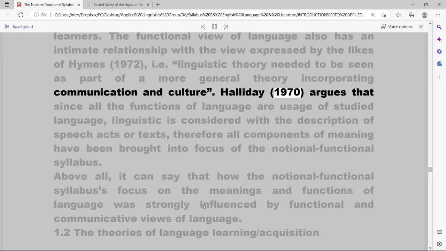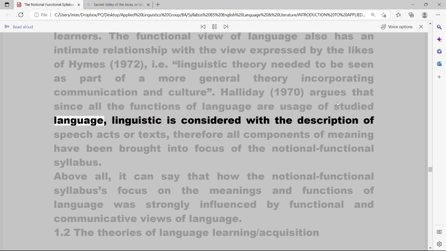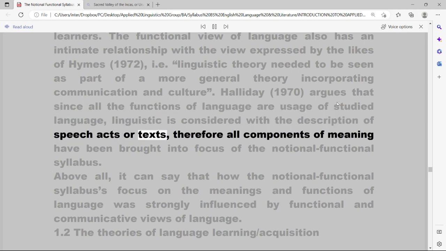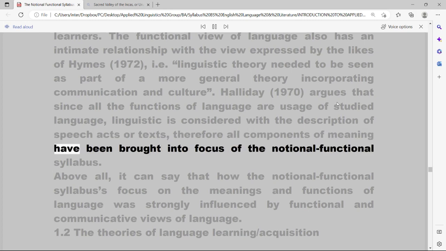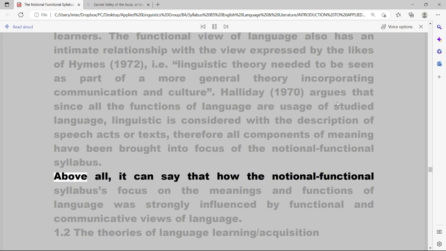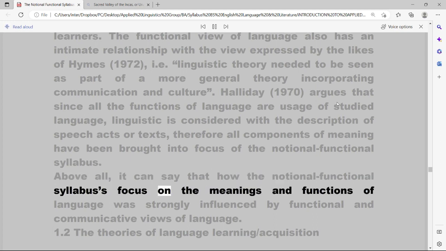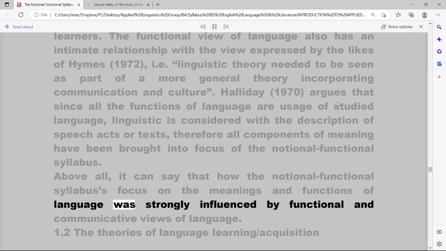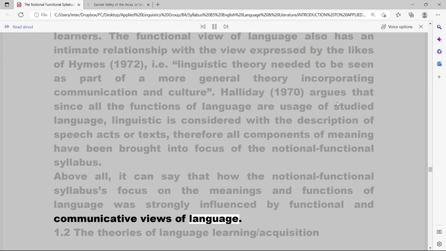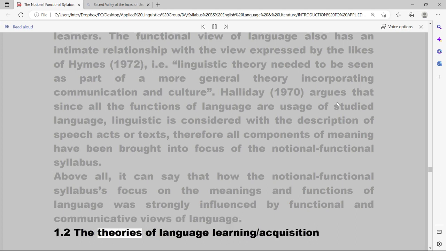Halliday, 1970, argues that since all the functions of language are usage of studied language, linguistics is concerned with the description of speech acts or texts, therefore all components of meaning have been brought into focus of the notional functional syllabus. Above all, it can be said that the notional functional syllabus's focus on the meanings and functions of language was strongly influenced by functional and communicative views of language. 1.2 The theories of language learning/acquisition.